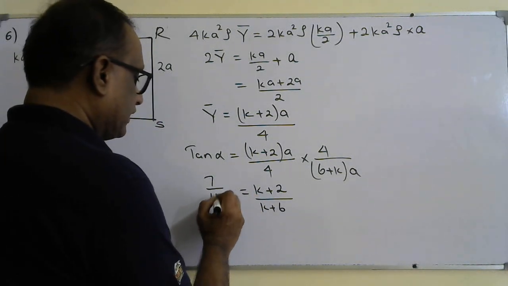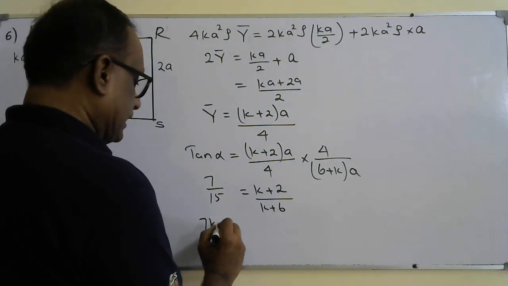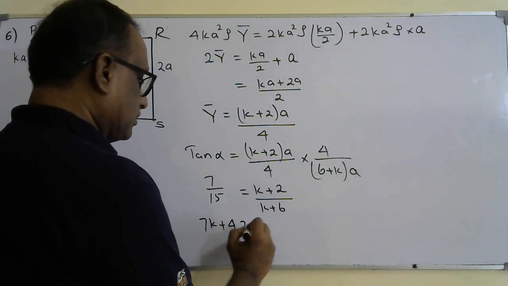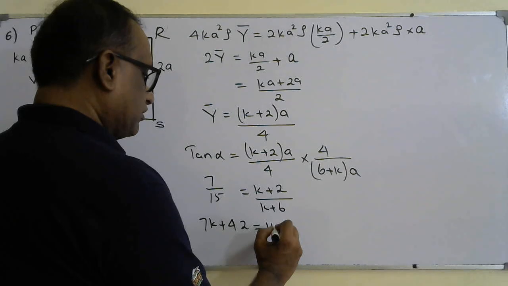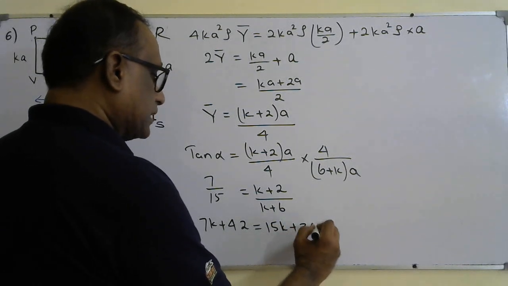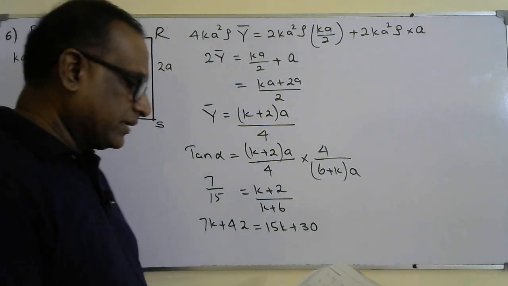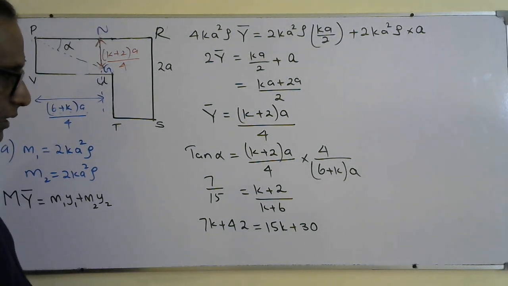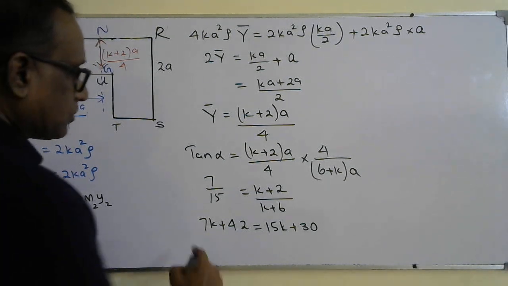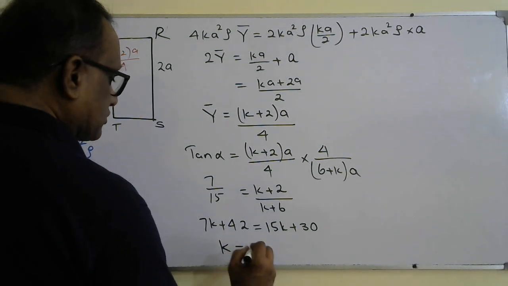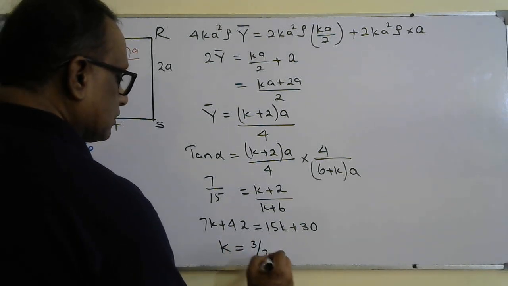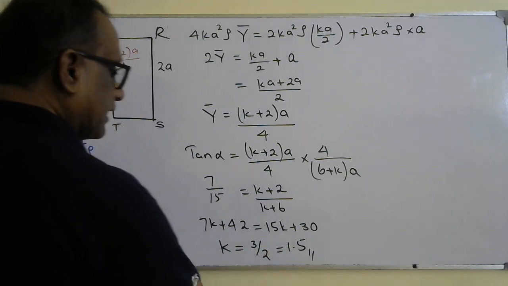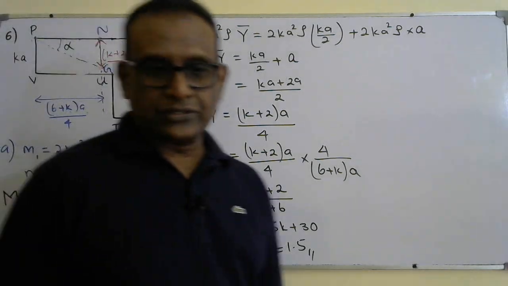7 over 15, cross multiply: 7k plus 42 equal to 15k plus 30. Now solve it for k. You will get the final answer k. Right, so solve it. You know how to solve, that is 3 by 2, 1.5. That's the final answer. They asked to find the value of k, 3 by 2 or 1.5.